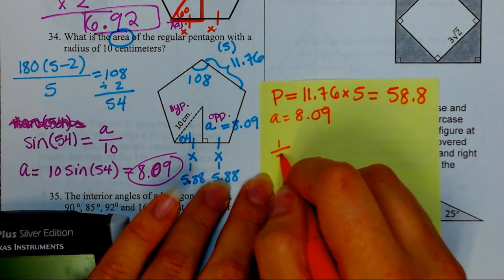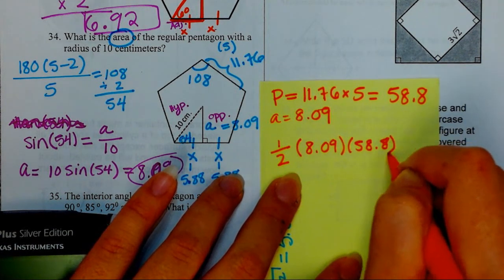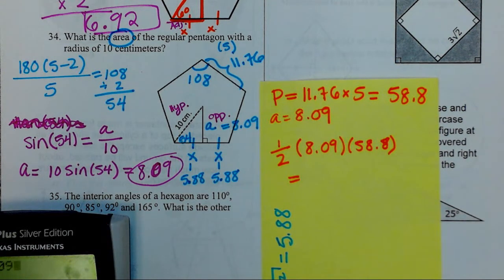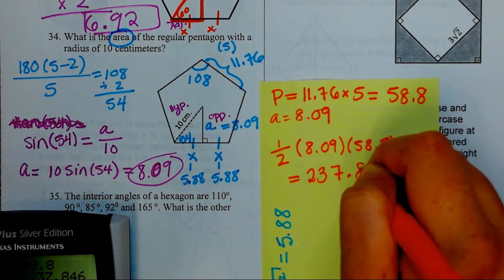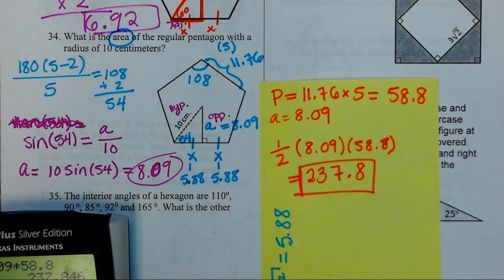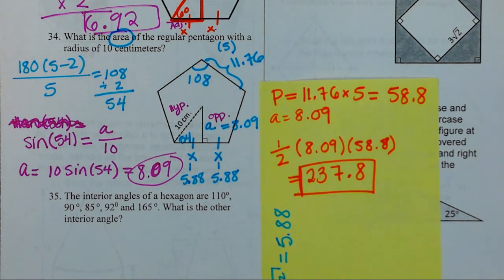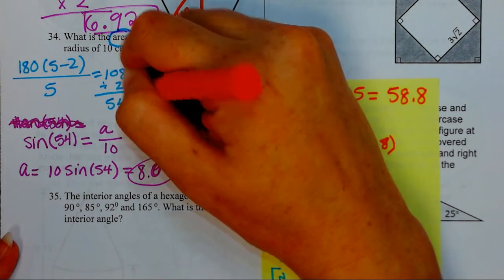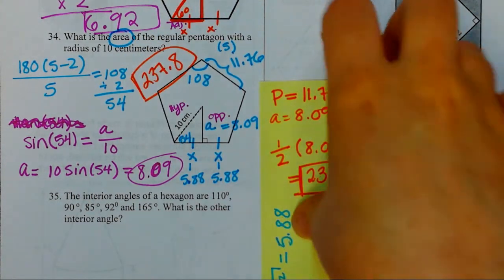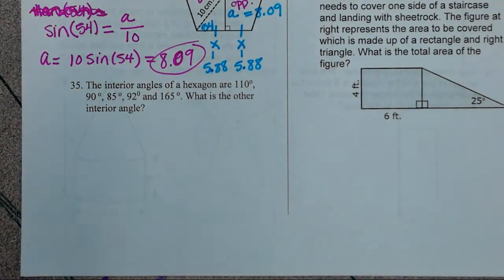So plugging things in, 1/2 times 8.09 times 58.8 is 237.8. Oof. Okay. And that's your area. 237.8. That's your final answer. All right. We're done with those kinds of problems.